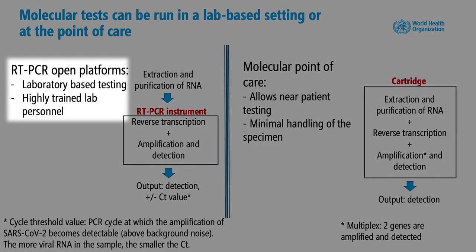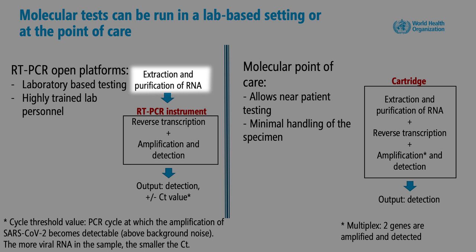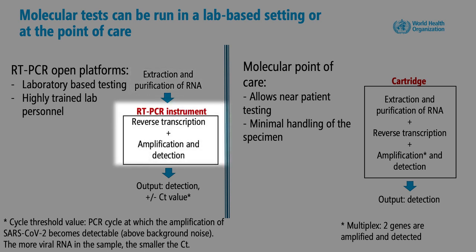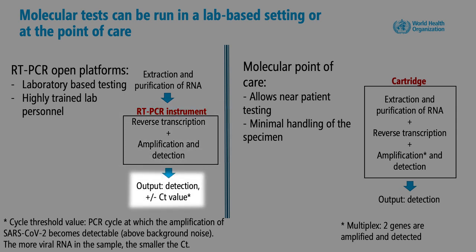In a laboratory, RT-PCR tests are conducted by highly trained lab personnel. RNA is extracted and purified from the patient's specimen. The RT-PCR instrument amplifies and detects RNA. The output will be determination of whether SARS-CoV-2 RNA is present, as well as a CT value.